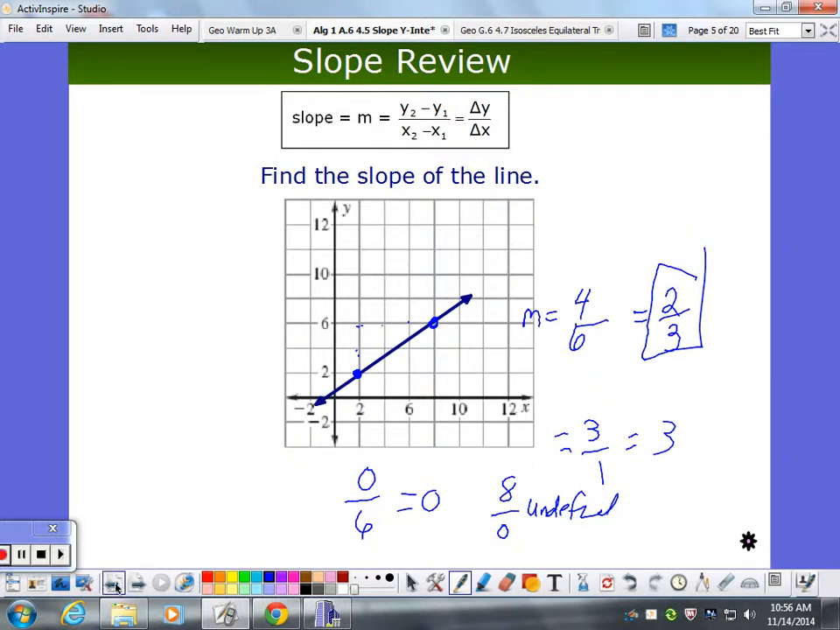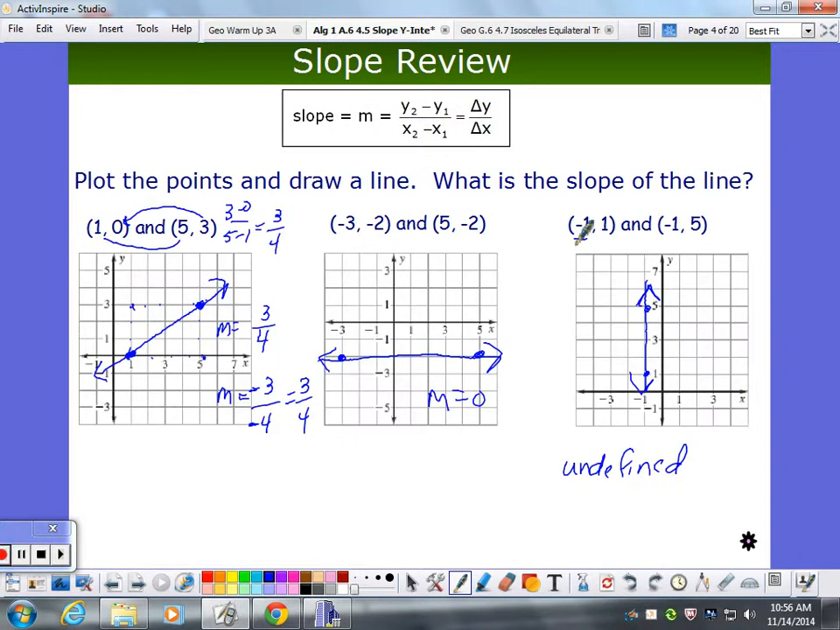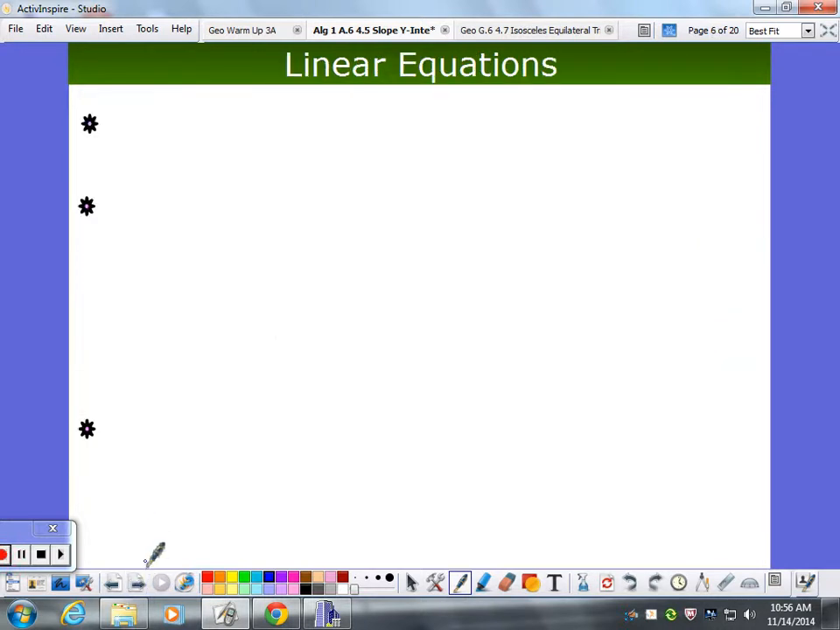Here, let's go back to that one. See how my x's are the same? When you subtract the same things, you get 0, which means your change in x is 0, which means you're dividing by 0. So if your x's are the same, it's undefined. If your y's are the same, you have a slope of 0.